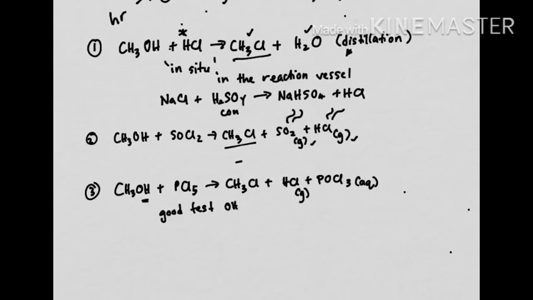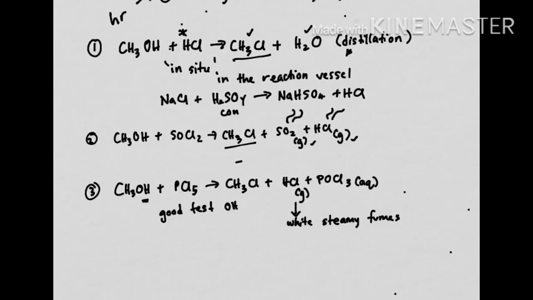So if you want to test for alcohol, we tend to use the PCl5 test. By identifying the gas HCl that is given off, the observation is going to be white steamy fumes. So the moment you see white steamy fumes, you can be very certain that the substance that you are testing is going to be alcohol.